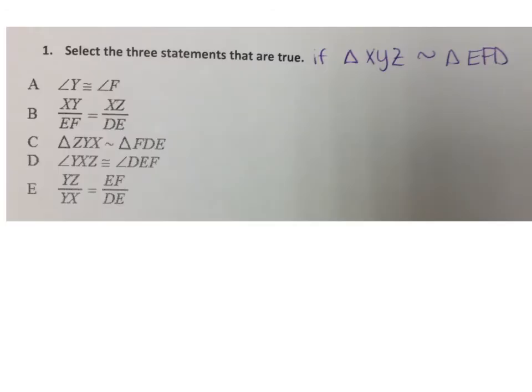Question 1 says, select the three statements that are true if triangle XYZ is similar to triangle EFD. First thing we need to do here is draw a picture because they haven't given us one. So I'm going to draw two triangles, X, Y, Z, and in blue I'm going to draw a triangle E, F, D. All right, we know if two triangles are similar, then their angles are equal to each other and their side lengths are proportional.